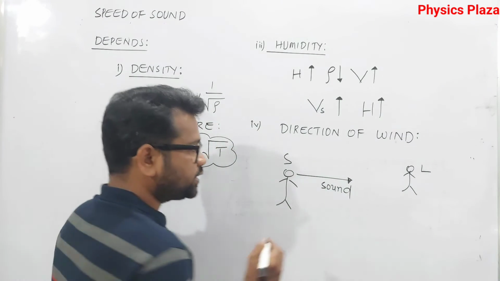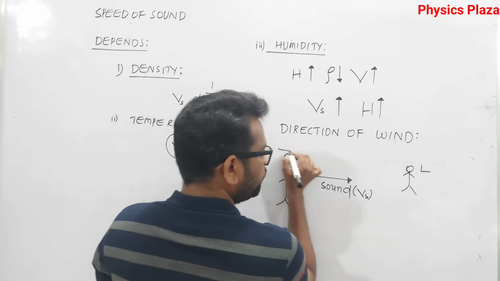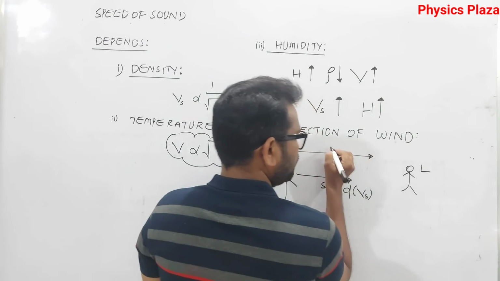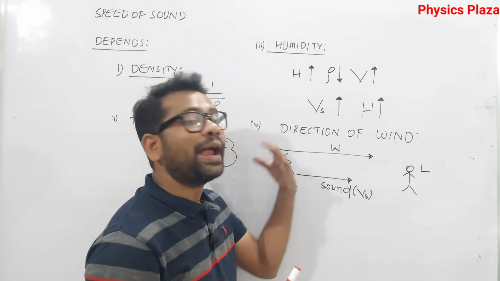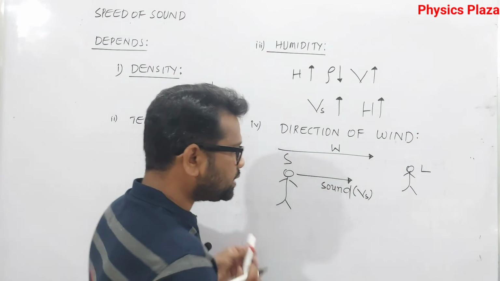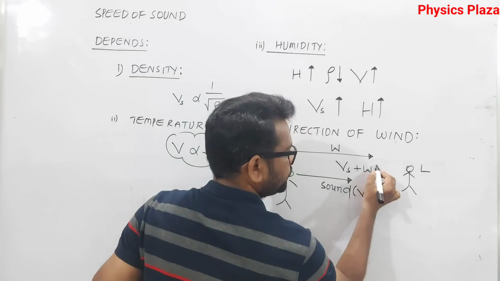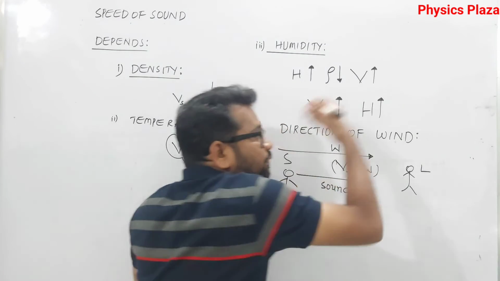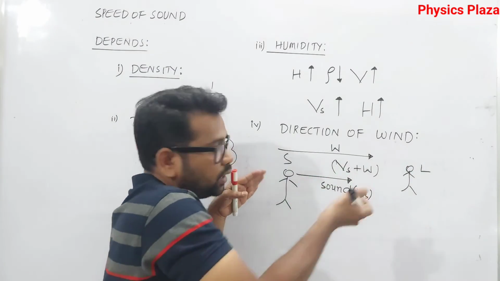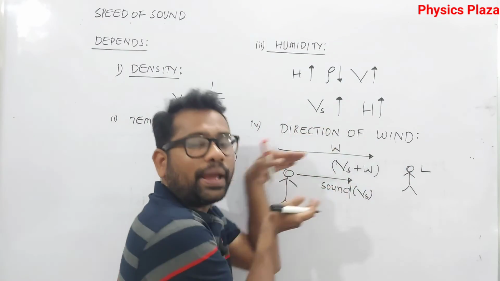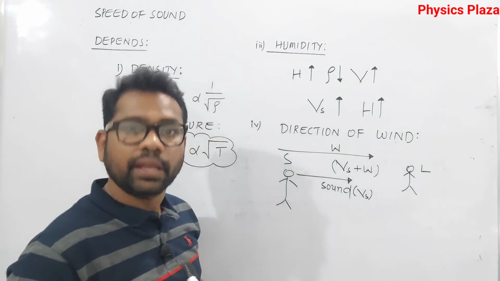Children, let us say this is the speed of the sound, Vs. If wind is also blowing in this direction only, then the speeds will be added. The resultant speed will become Vs plus Vw, so the sound can travel faster. If the direction of sound and the direction of wind are both the same, they will be added, and the sound will travel faster.